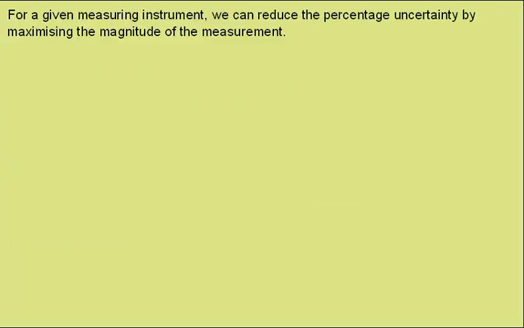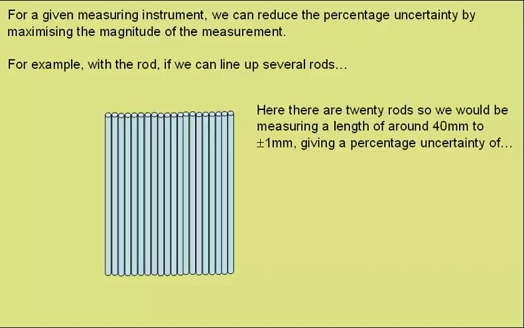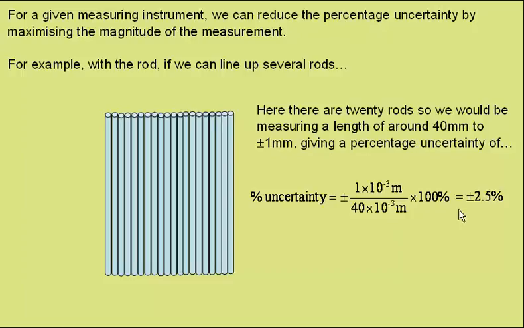For a given measuring instrument, we can reduce the percentage uncertainty by maximising the magnitude of the measurement we're making. For example, with the rod, if we can line up several rods, like this, here there are 20 rods, so we'd now be measuring a length of around 40 mm to plus or minus 1 mm again. This gives a percentage uncertainty of the plus or minus 1 mm, now over 40 mm, multiplied by 100, just plus or minus 2.5%, a big improvement on the 50% we had previously.